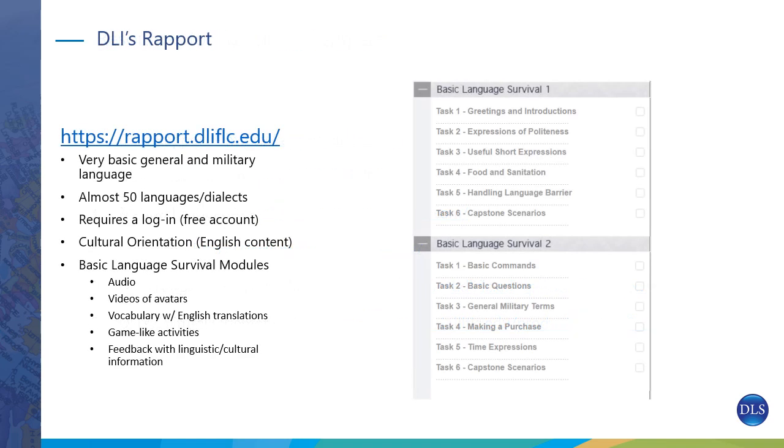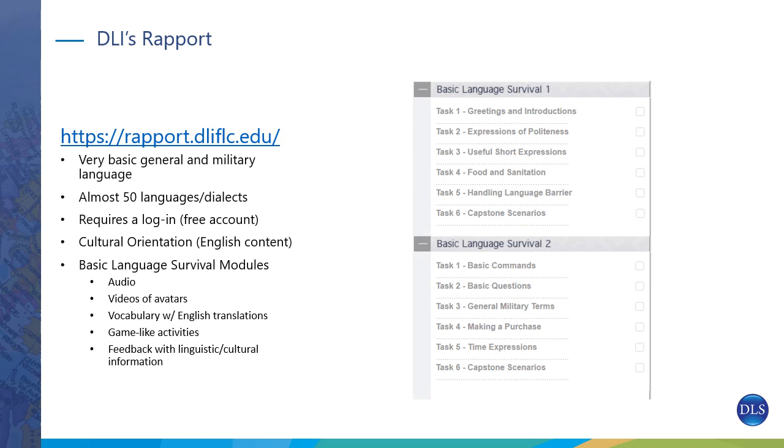First up is DLI's Rapport. Rapport is designed to practice very basic general and military language. It's available in almost 50 languages and dialects, and it does require a login, although it's free, so you can sign up for free with your email address. Rapport includes cultural orientation information that is in English. We'll talk a little bit more about that later in the presentation.